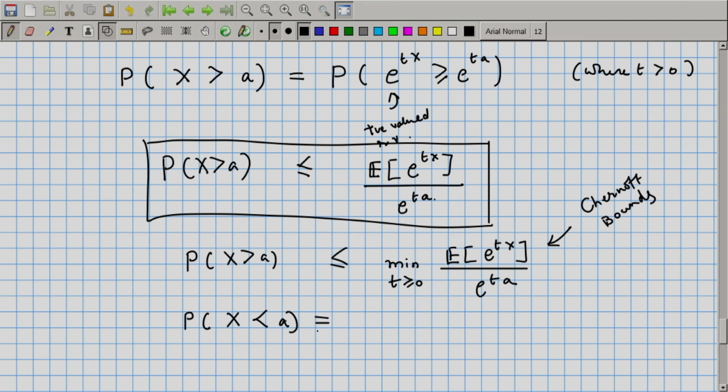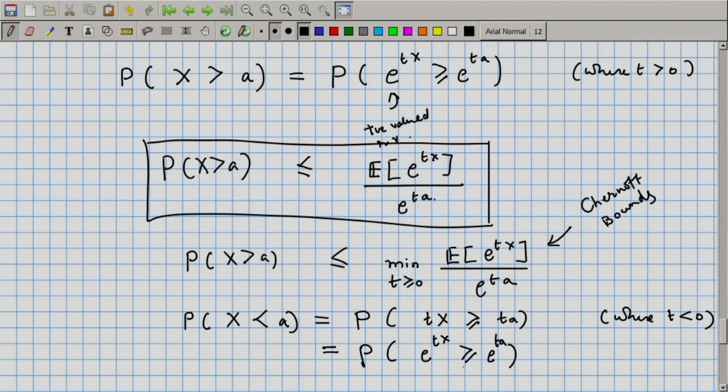Now, this is going to be equal to the probability that, let us say we choose a negative number t. So, then this probability is equal to the probability that tx is greater than ta. Here we will choose t less than 0, and this probability is equal to the probability that e raised to tx is greater than or equal to e raised to ta.